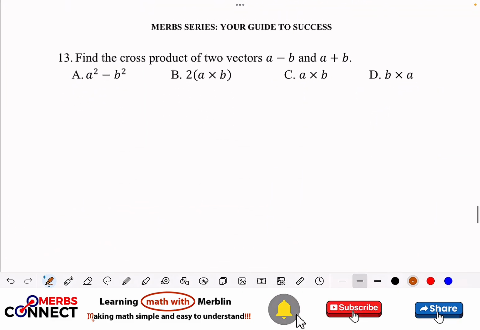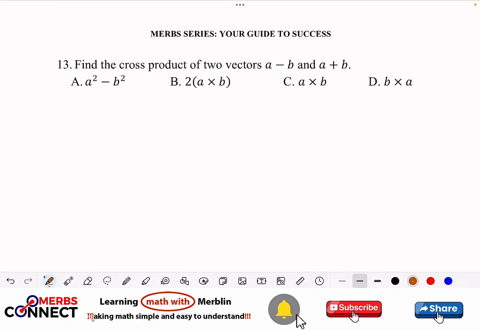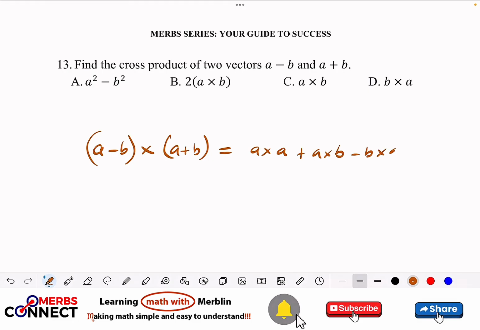Now let's look at question 13. Find the product rule of these two vectors. Okay, so let's do that. So we want to find A minus B cross A plus B, find the cross product. So let me put this one here, put this one here. So I'm going to distribute this one in half: A cross A plus A cross B minus B cross A minus B cross B.